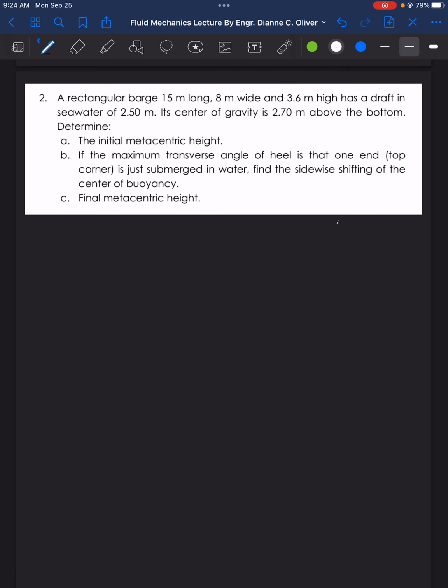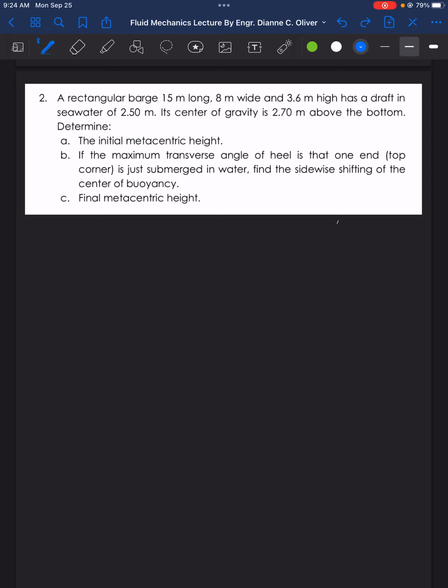A rectangular barge 15 meters long, 8 meters wide, and 3.6 meters high has a draft in seawater of 2.5 meters. Its center of gravity is 2.70 meters above the bottom. Determine, letter A, the initial metacentric height. Letter B, if the maximum transverse angle of heel is that one end or the top corner is just submerged in water, find the sidewise shifting of the center of buoyancy. And letter C, the final metacentric height. So there's a difference between the metacentric height of the initial and the metacentric height of the final position.